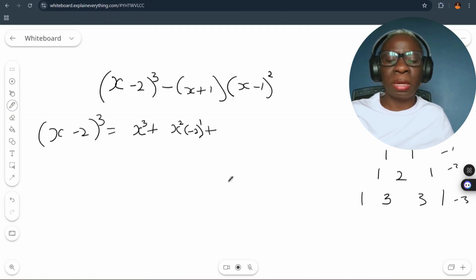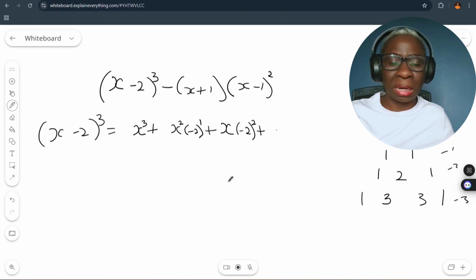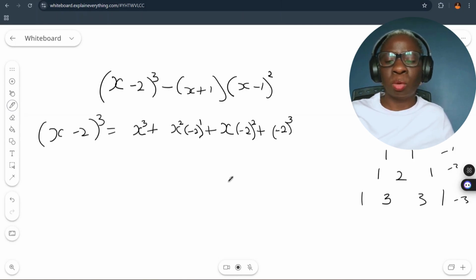Then we go again, we leave some space for this coefficient. The binomial theorem is for the coefficients. So we have x, this time around it will be raised to power 1. Then we have minus 2 raised to power 2. Then we go again, we have x raised to power 0 this time around, and that is 1. So we will now have minus 2 raised to power 3. Then we put this coefficient. So here we have 1, here we have 3, here we have 3, and then we have 1 here.